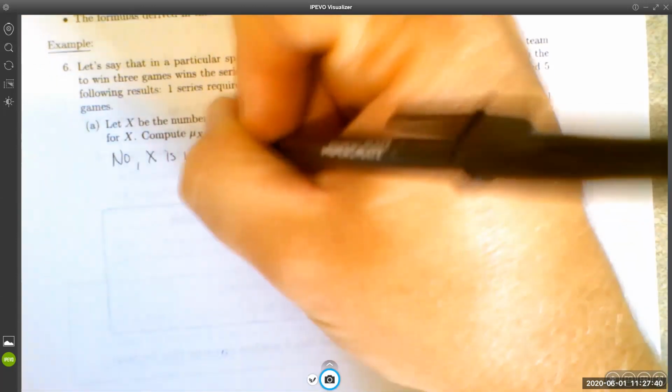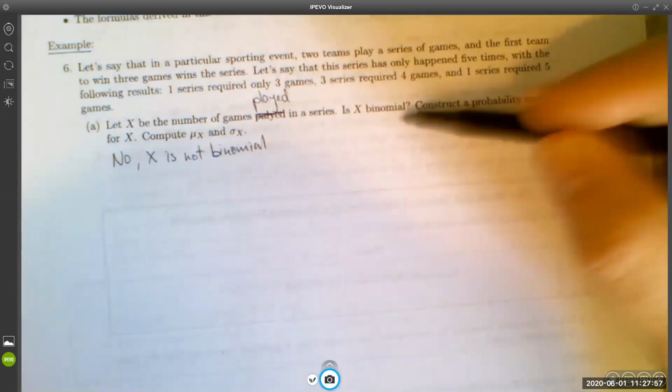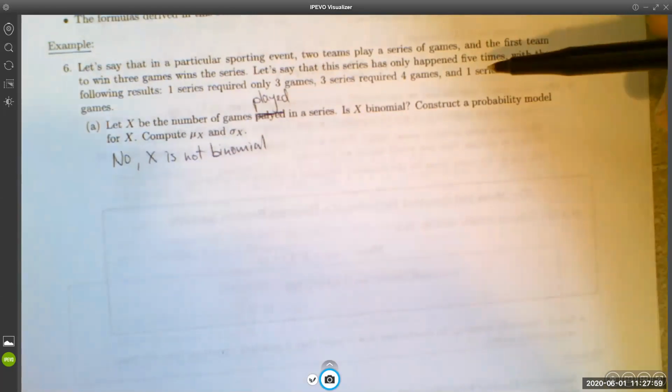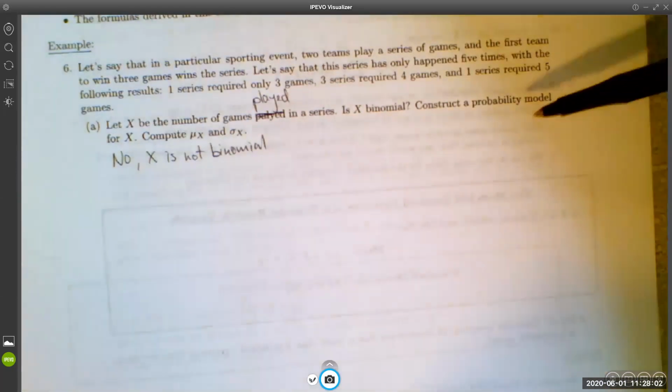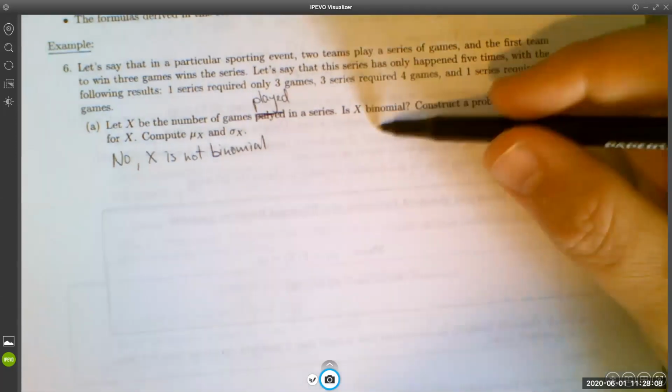It's not binomial because you don't have success and failure. It's not like they said, we counted up the number of times that 4 games were played. No, it said we just kept track of the number of games that were played in each series, right? So it's not a binomial variable. There are 3 possible outcomes for each trial. So no, it's not binomial. Now it says, construct a probability model for x. So even though it's not binomial, go ahead and construct a probability model anyway.